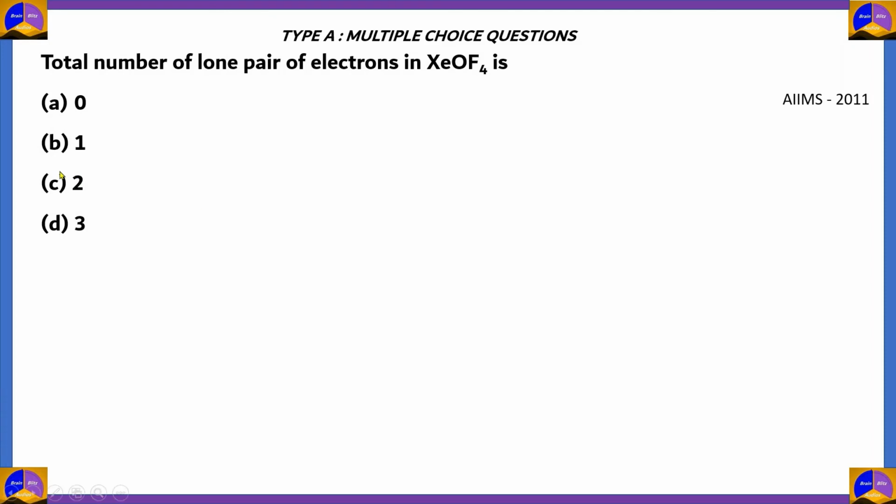This is our final question. Total number of lone pairs of electrons in XeOF4. So XeOF4 has an octahedral structure. Let's draw it one by one.